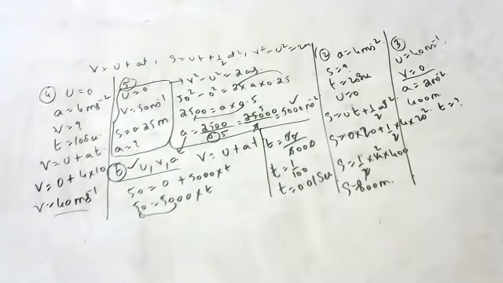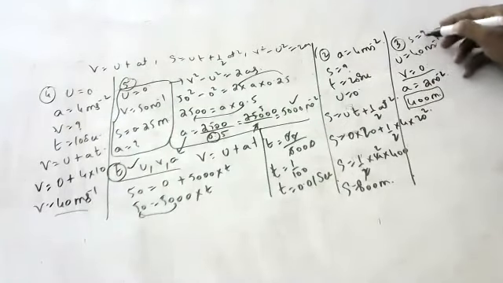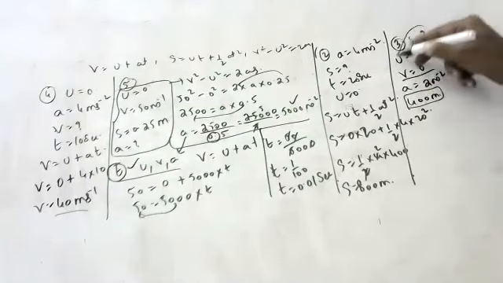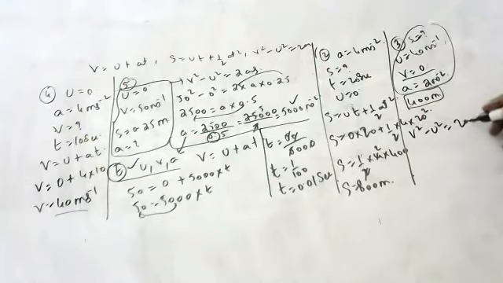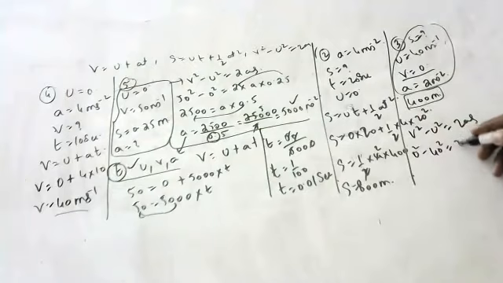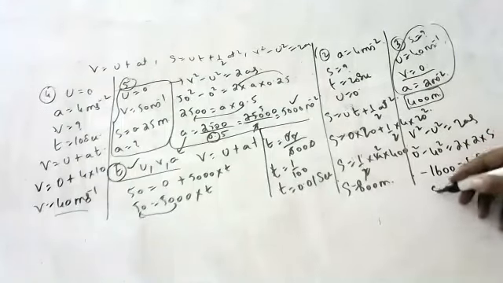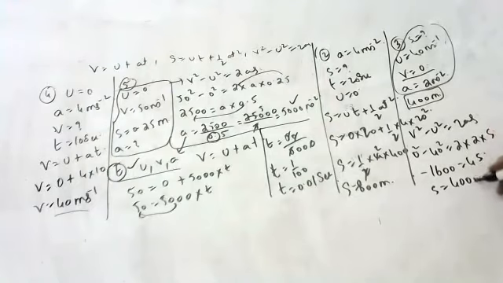Time is equal to 400? We have to find out displacement. Tell me displacement. S is equal to ut plus half at square, or v square minus u square is equal to 2as. 0 square minus 40 square is equal to 2 into minus 5. So minus 1600 is equal to minus 10s. S is equal to 1600 by 4, that is 400. So exactly 400 meters it will stop.